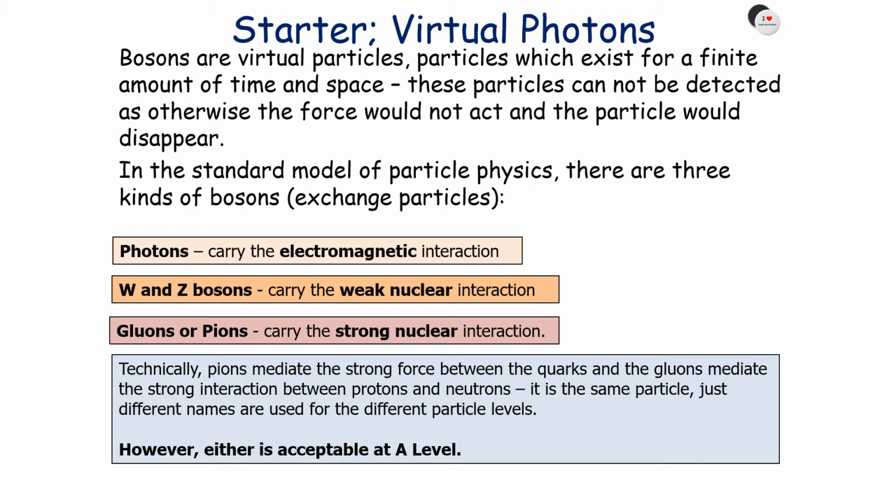Now, technically, pions mediate the strong nuclear interaction between quarks, but we give it the name of a gluon when we're saying it's mediating the strong interaction between particles such as protons and neutrons. It's the same exchange particle, just different names are used at different particle levels. On the quark level, it's called the pion, and on the particle level, it's called the gluon.